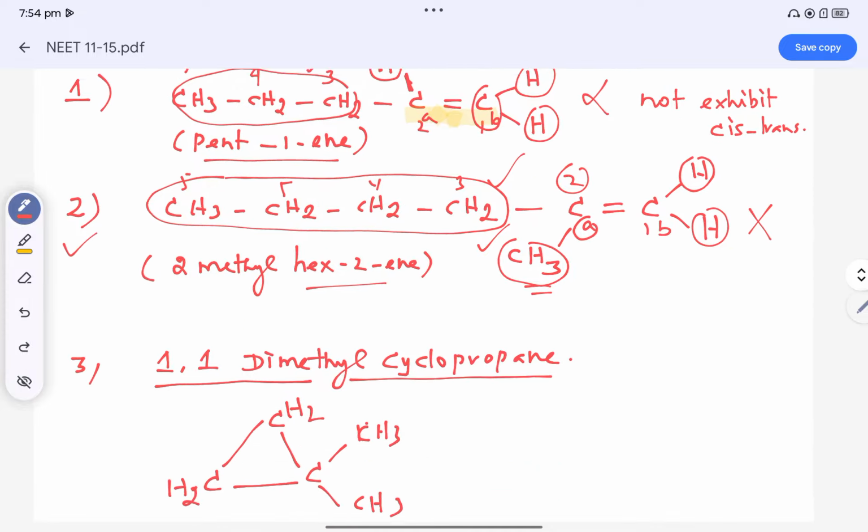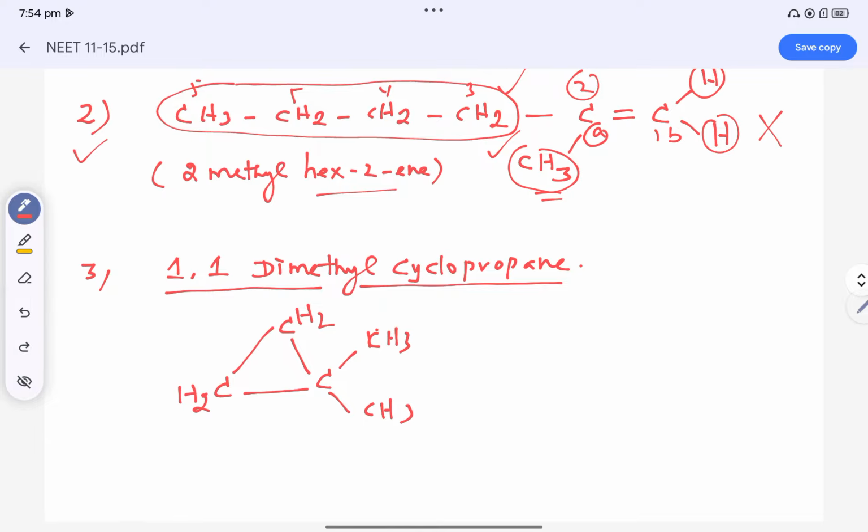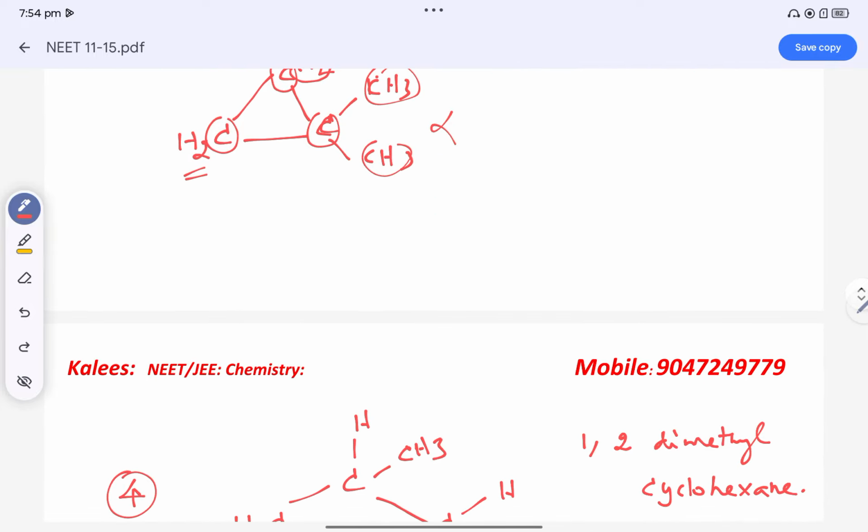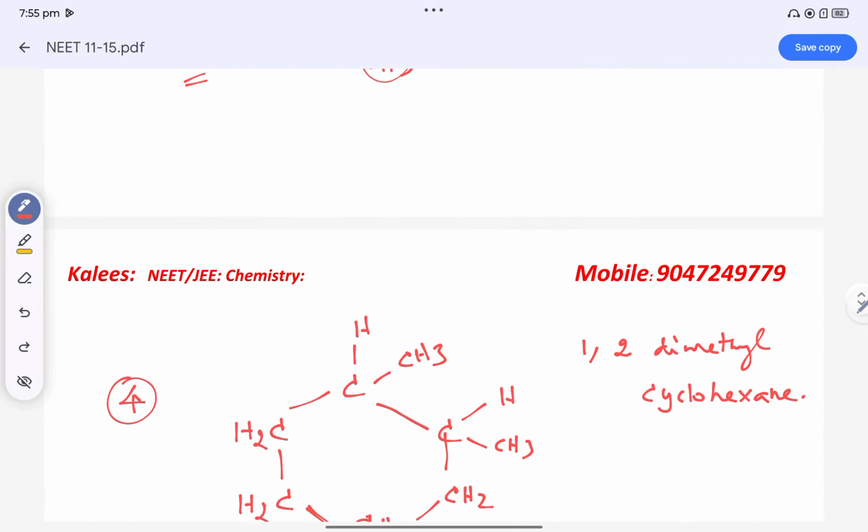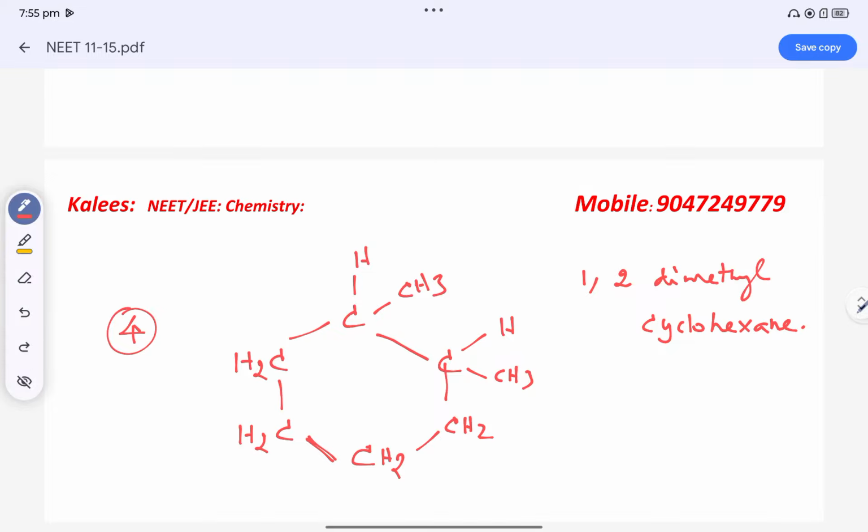Okay, third option, I am going to switch over to the third option. So in all the cases, the carbon possessing the same substituents is very easy to identify. In this carbon here, there is no possibility. There is only one carbon possessing two different substituents. It is not taken. Okay, my dear students, so the third option does not exhibit cis-trans isomerism. The fourth option here, it is not.